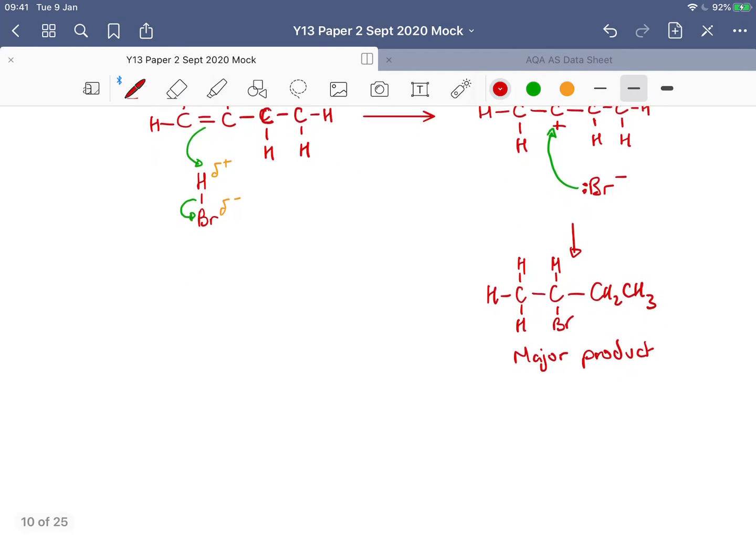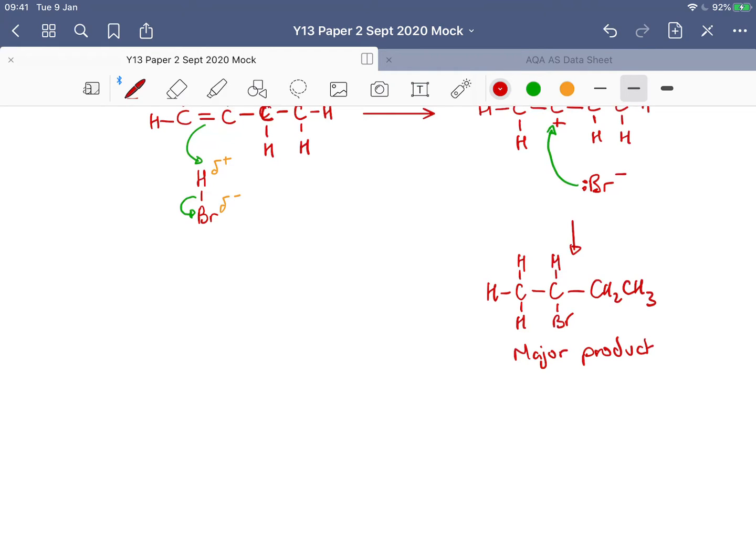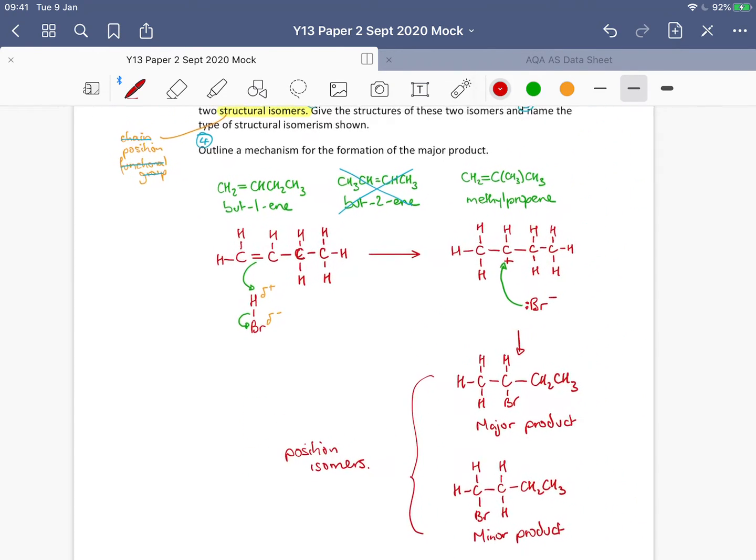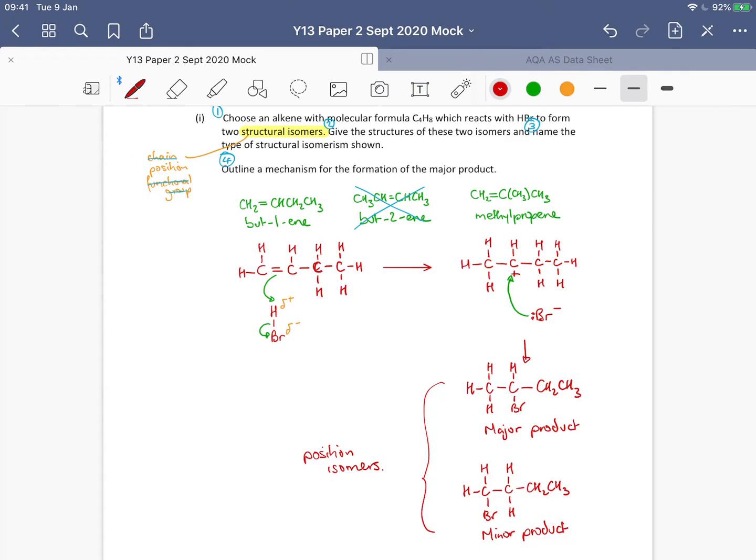And because I drew what I was doing, and because I drew the other possible intermediate, I can say what the minor product is, or would have been. That's the minor product. And if we were to name these, the major product would be 2-bromobutane and the minor product would be 1-bromobutane. So the 1 and the 2 tells us that they are position isomers.